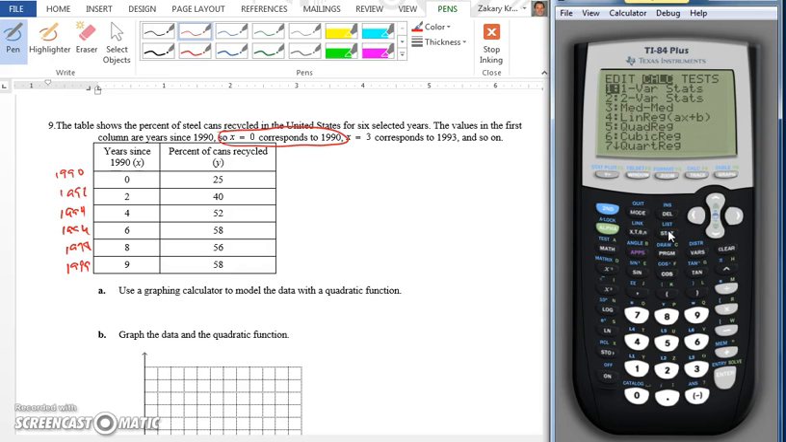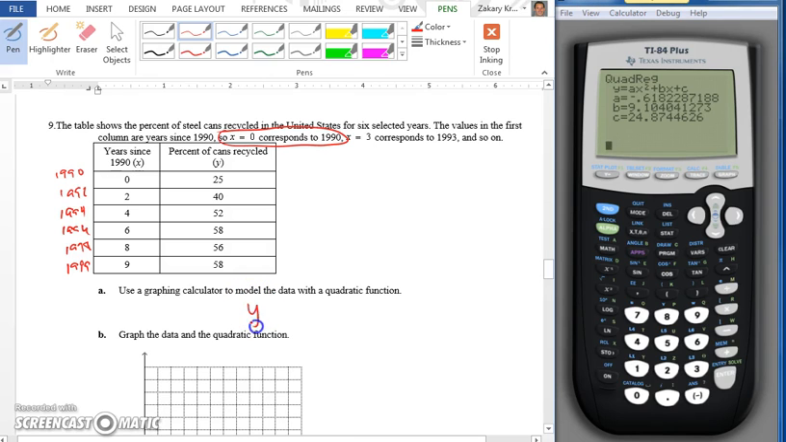Okay, so then we got to hit Stat again. This time we go over to Calculate and down to Quadratic Regression. It takes us to the home screen, hit Enter, and that's going to give us our a, b, c. So the model that we're going to use is y equals negative 0.62x squared plus 9.10x plus 24.87. So that's going to be the function that we're going to use.